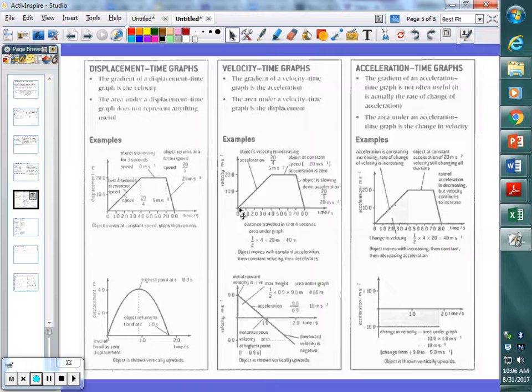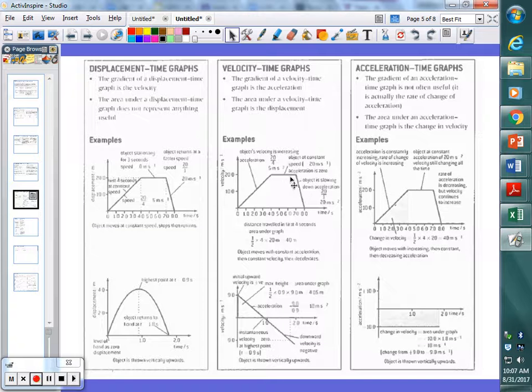So now instead of it gradually increasing displacement like it did on the first graph, it's gradually increasing velocity. So it's going faster and faster and faster. Because it's a constant slope, that means it has a constant acceleration, right? It's gradually getting faster, but it's getting faster by the same amount each time interval. Okay?